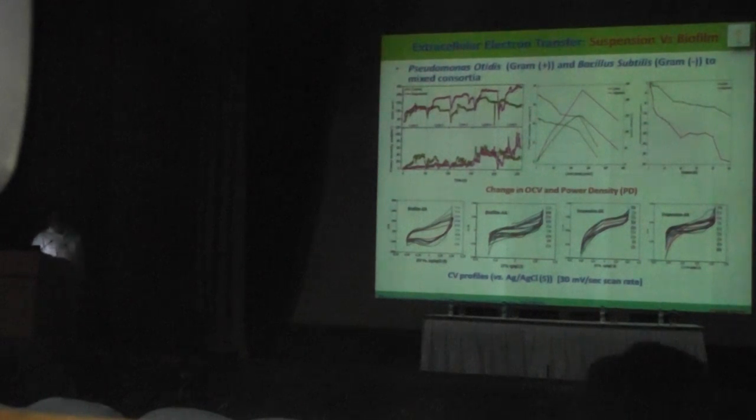And in continuation, we tried to evaluate the role of suspension and biofilm on electrogenic activity. Here, we used Pseudomonas putida and Bacillus subtilis, a gram-negative and a gram-positive strain, which we augmented into a mixed culture. After augmentation, the system showed an increment in electrogenic activity, and interestingly, we observed that gram-negative bacteria were specifically enriched on the anode biofilm, whereas gram-positive bacteria were enriched in suspension.